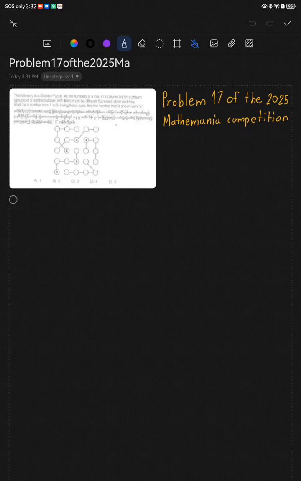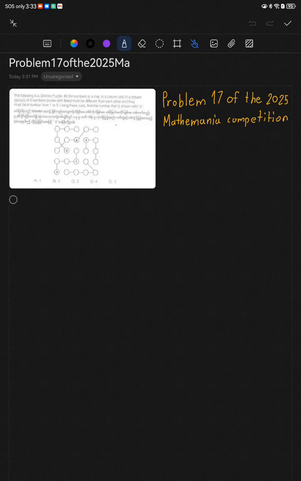Today instead of one problem, I'm going to present two problems, and my solution to them. Where I got these problems is kind of the same as before. I got them from the 2025 Mathemania competition past paper. And the two problems I chose were problem 17 and problem 22.